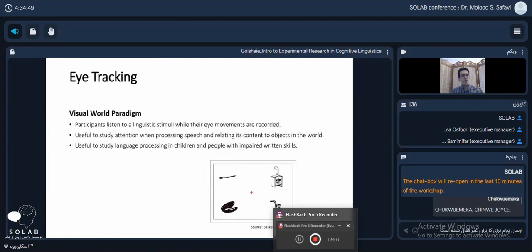There is also a paradigm within the eye tracking method, which is called the visual world paradigm. According to this method, participants listen to a linguistic stimulus, and while they are listening to the stimulus, their eye movements are recorded. So this method is especially useful to study language processing in children and people with impaired written skills. And also, it is useful to study attention when processing speech and relating its content to objects in the world.